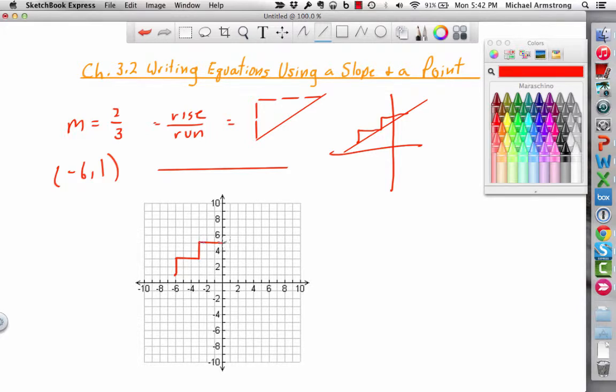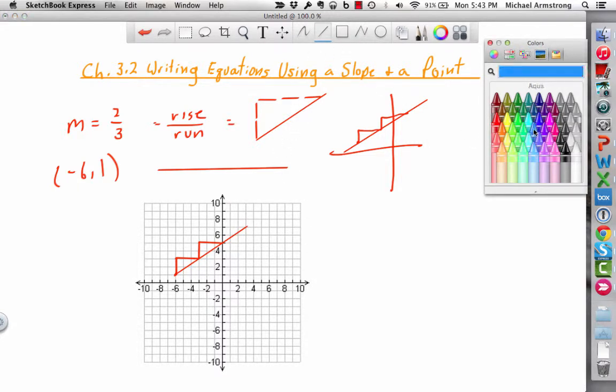And the neat thing is that I just hit my y-intercept right there. So that's the y-intercept. And if I go ahead and draw this line, I could probably keep going. Up 2 over 3, up 2 over 3, up 2 over 3. There we go. Make that look right.